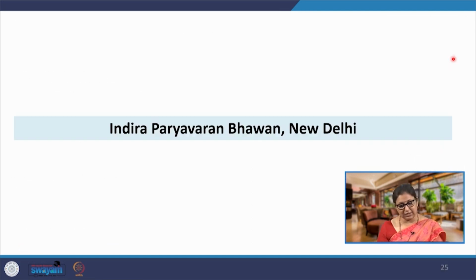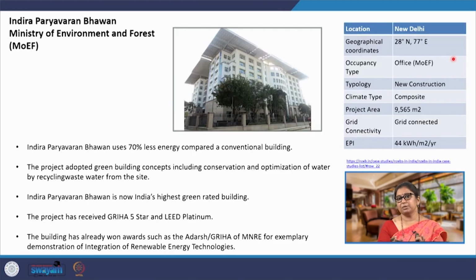The last one is Indira Paryavaran Bhavan, and pretty much the same strategies have been utilized here also. This is the Office of Ministry of Environment and Forest, MOEF. It is grid connected and it was designed as a net zero energy building. Now, this particular building uses 70% less energy as compared to a conventional office building, which is a significant reduction.